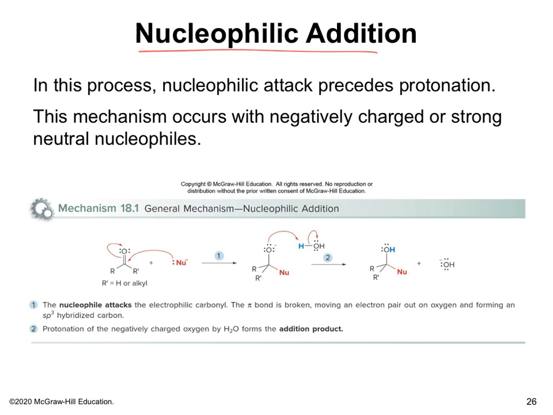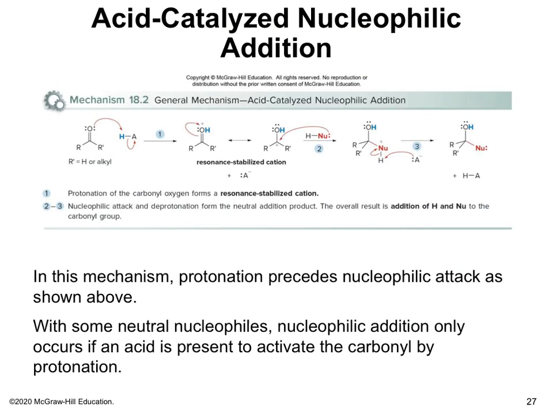And like I said, you need to know this mechanism. The nucleophile adds, you see you have 2 curved arrows. You need to show your tetrahedral intermediate. And then you need to do the protonation step to give you your addition product. This is an acid catalyzed nucleophilic addition when you have a weak nucleophile. And that's what I started this chapter with, methanol.